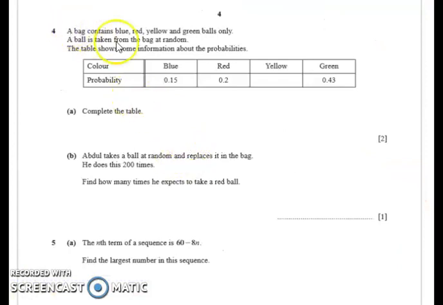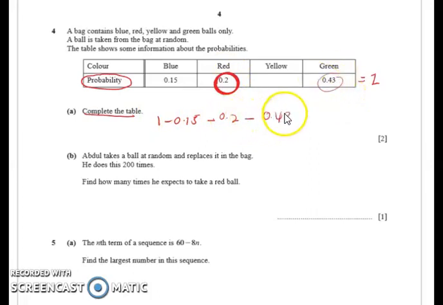This is the question for number 4. Okay, this is the probability question, and complete the table. The probability here must be equal to 1. So we just have to calculate 1 minus 0.15, minus 0.2, and minus again 0.43, and we will be getting the answer 0.2. Okay, 0.2 as your answer. So that's why you got these 2 marks.